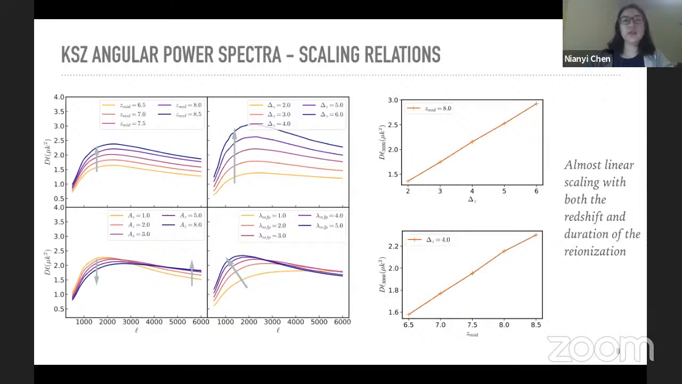Next, we look at the scaling relation of the kSZ power spectrum magnitude at L equals 3000 with 2 parameters. One is delta z and the other is the midpoint of reionization. In both cases, we see almost linear scaling with these two parameters according to our simulation.